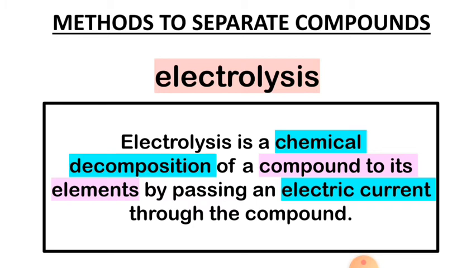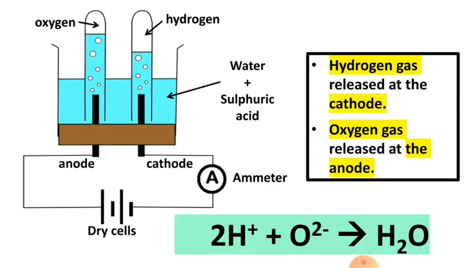Next is the method to separate compounds. The method is electrolysis. Electrolysis is the chemical decomposition of a compound into its elements by passing an electric current through the compound. Okay, this is the process.